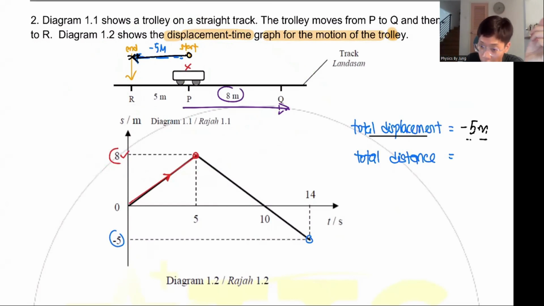Okay? Now, how much is my total distance traveled?